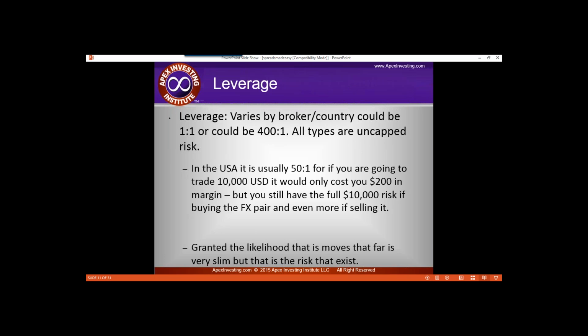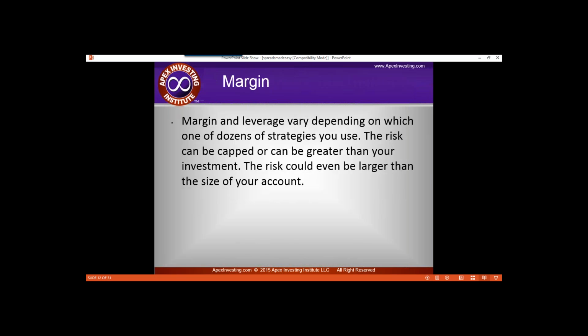As far as leverage, that varies by the different brokers in each country. It could be 1-to-1, it could be 400-to-1. In the US it's usually 50-to-1, like with some Forex brokers, or even with futures. If you're going to trade $10,000, it would only cost you $200 in margin, but you still have the full $10,000 at risk if you're getting into a Forex lot, for example. Now, some of this may be over your head. We're going to help it make a little more sense here.